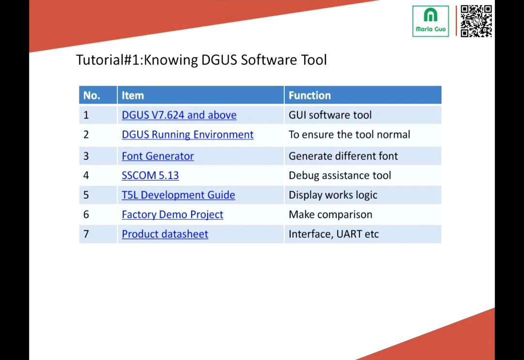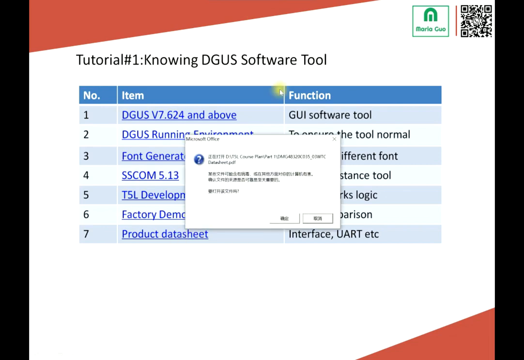And also you must have the T5L development guide, so you can know how our display works logically. Please also have the factory demo project for your display. You can use it as a reference when you're making your own project, to make comparisons and achieve progress. It's also better to have the product datasheet. You can know what the interface for this display is, what the output is, and what the serial port is.